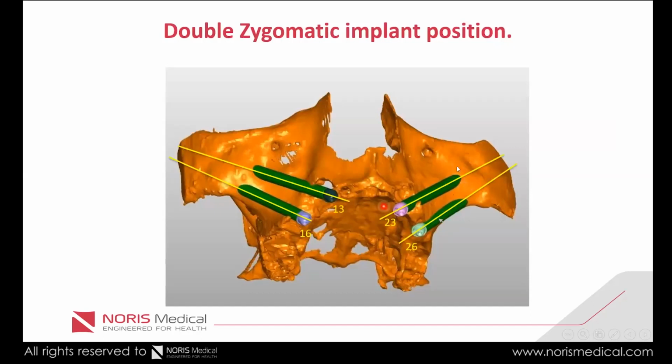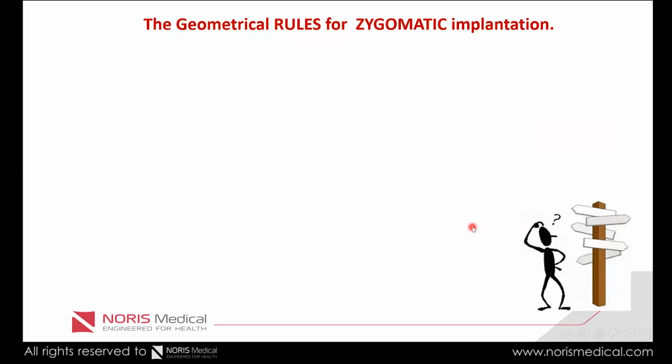I'm showing implant number 23 because I'm going to be talking about this position later on in the lecture. Okay? So the geometrical rules for the zygomatic implantation. Big question.